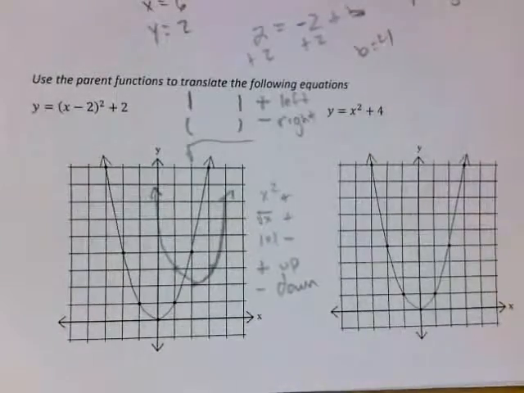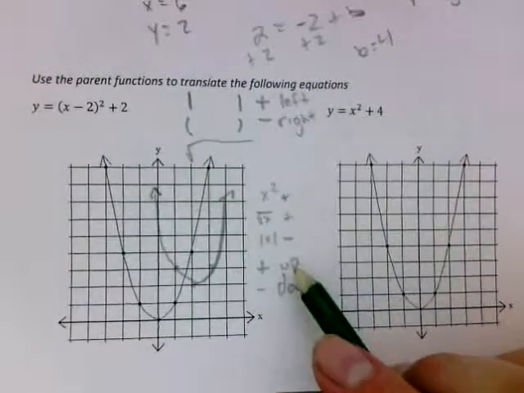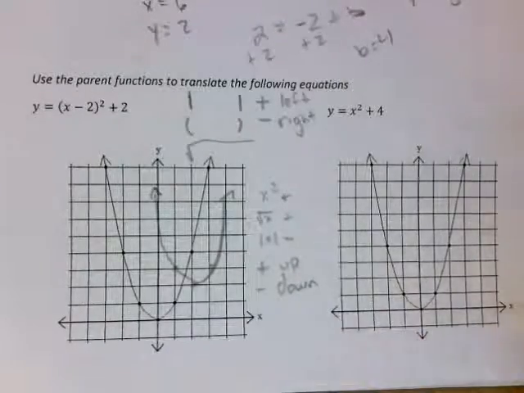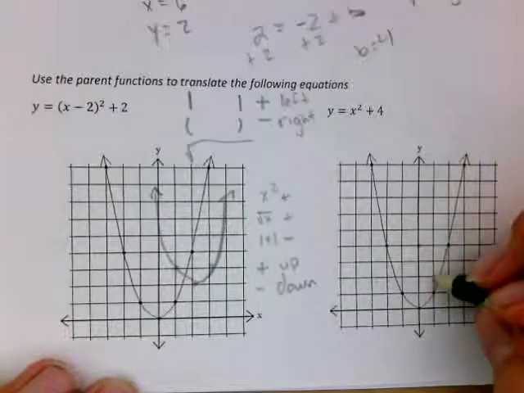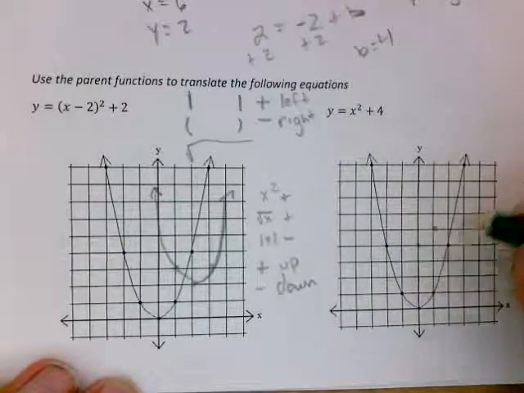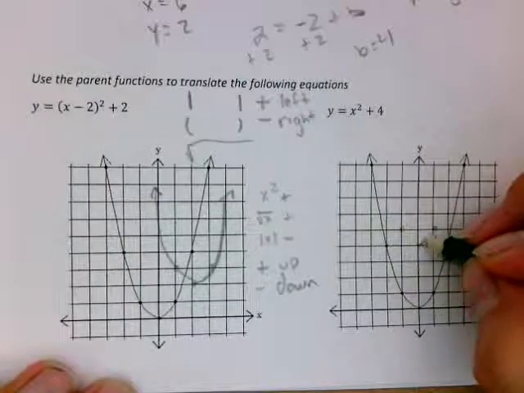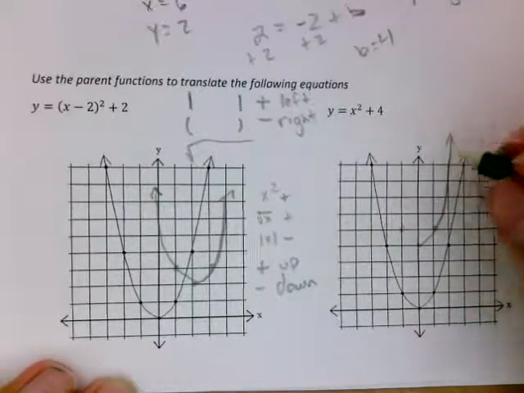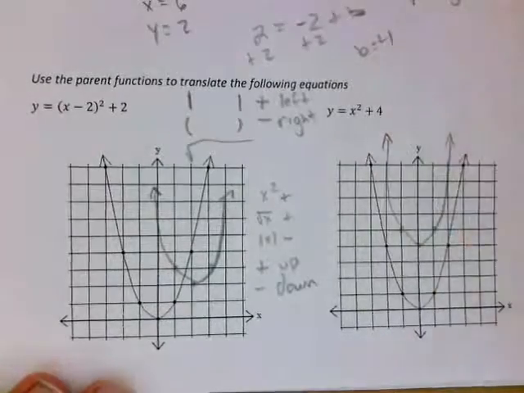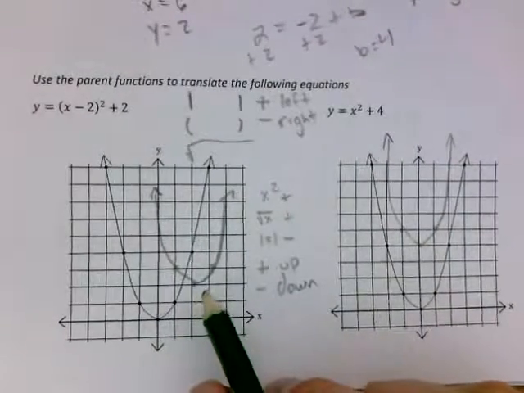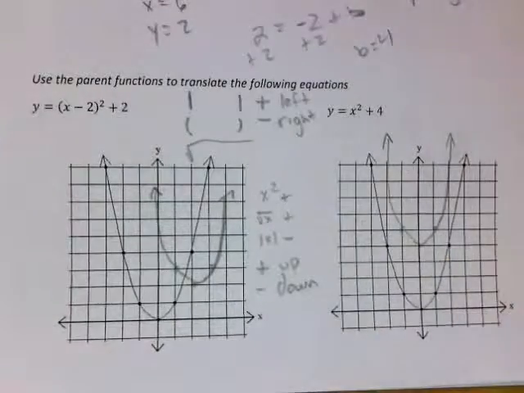This other one right here. Now we have nothing inside any parentheses, all we got is a +4, so that means we're going to just move everything up 4. So this goes up 1, 2, 3, 4. 1, 2, 3, 4. Alright, so on and so forth. It's going to look like that. So this was just a vertical shift. This one had a vertical and horizontal. This was just a vertical shift. Alright, thank you.